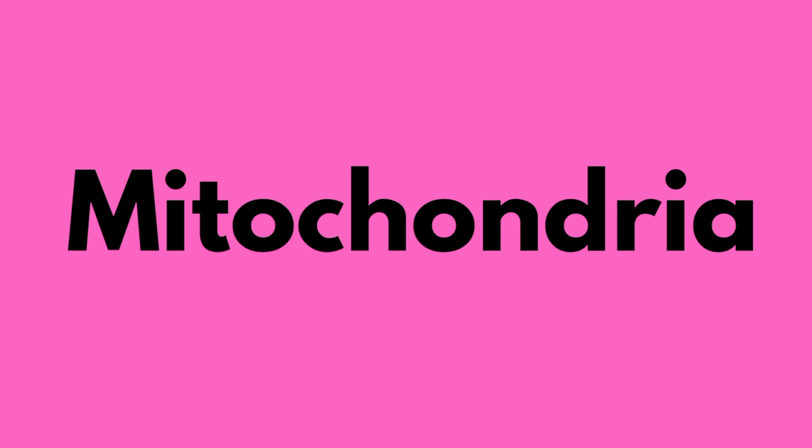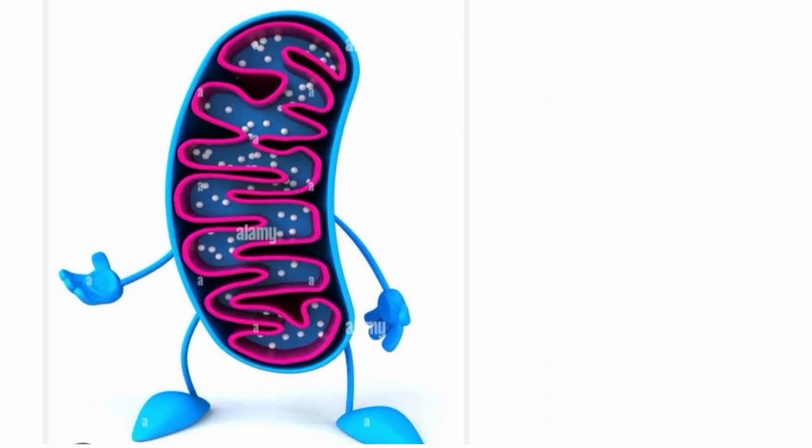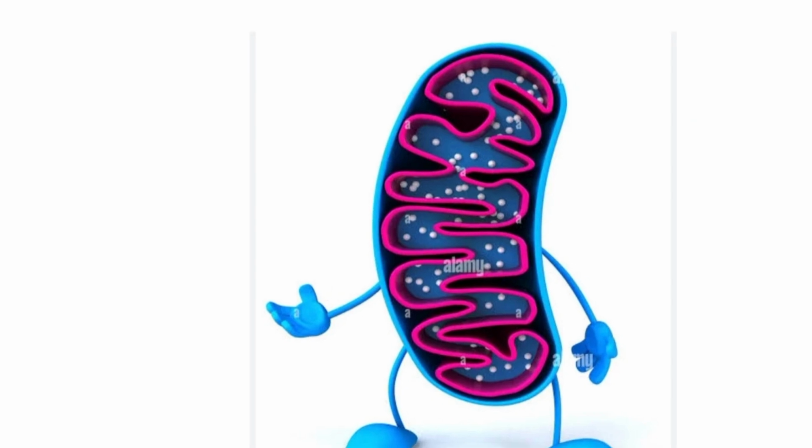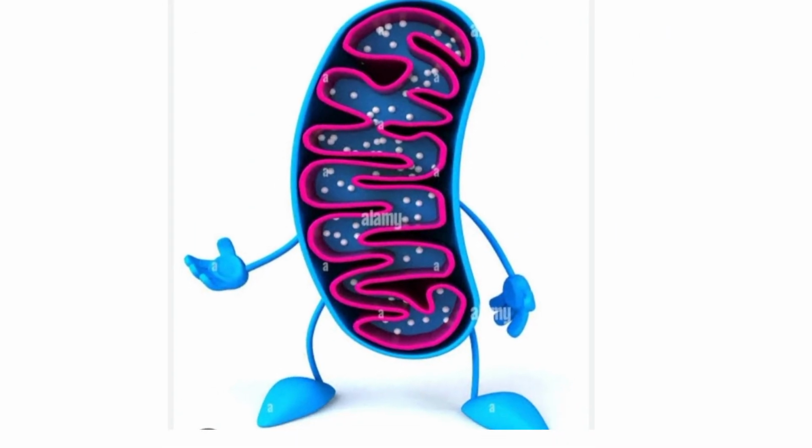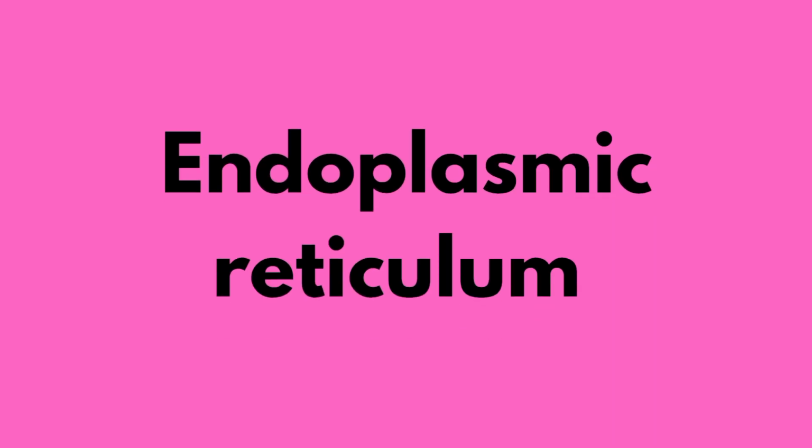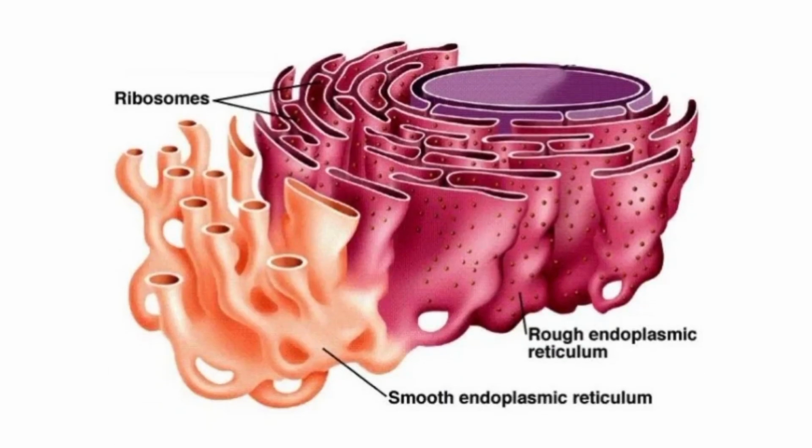Next up is the mitochondria, the powerhouses of the cell. These organelles generate energy for the cell through cellular respiration. Without mitochondria, our cells wouldn't be able to function properly. Endoplasmic reticulum. The endoplasmic reticulum is a network of membranous tubules and cisternae that synthesize and transport proteins and lipids. It's like a transportation system within the cell.